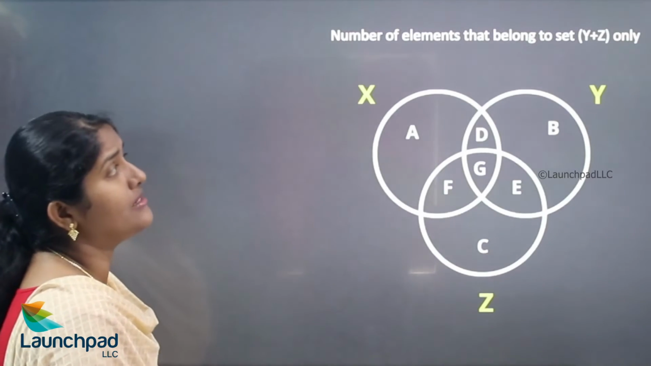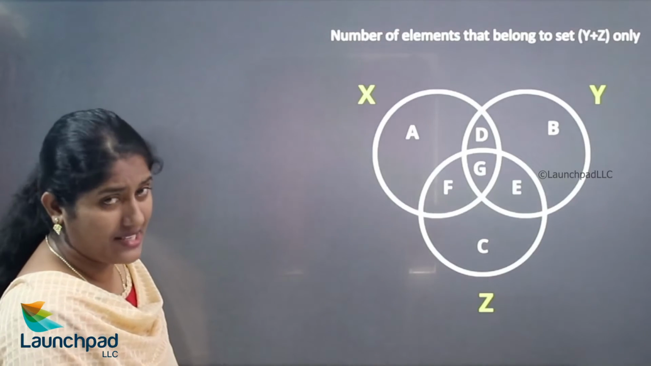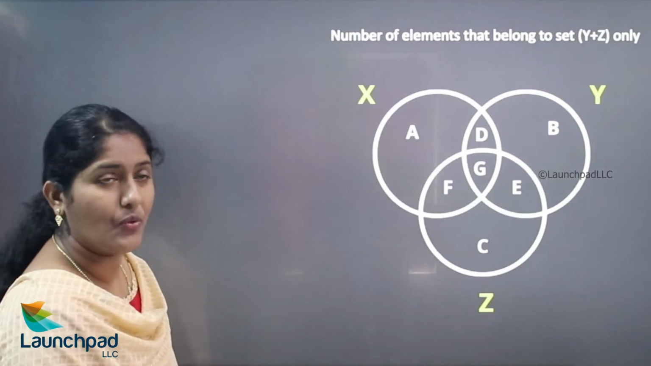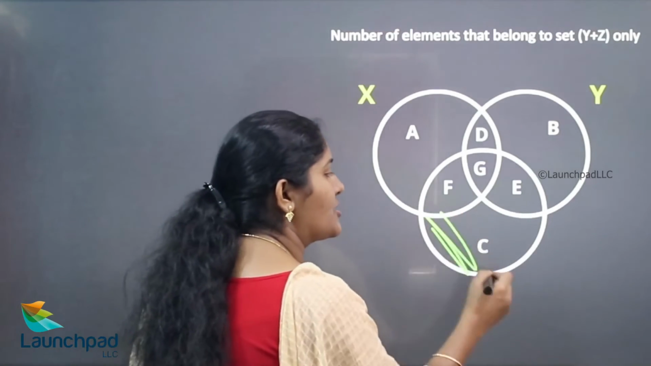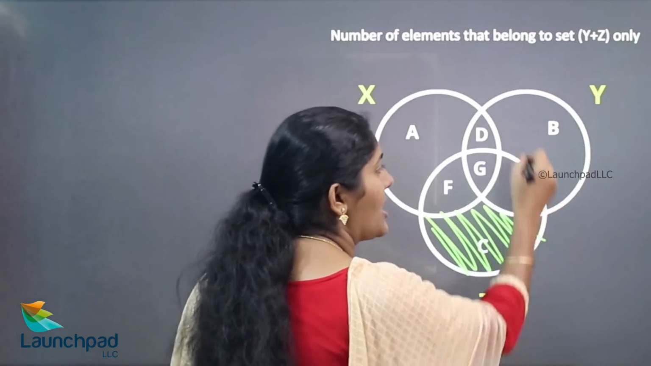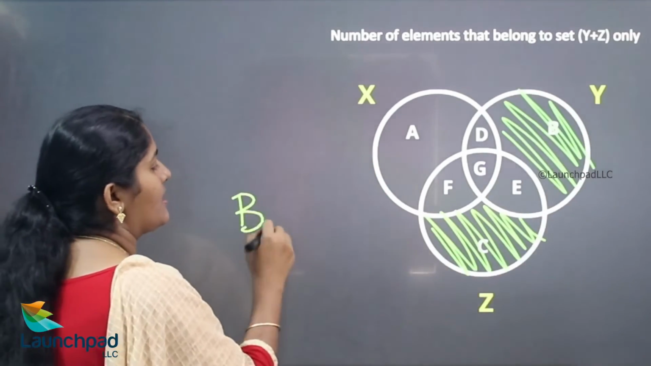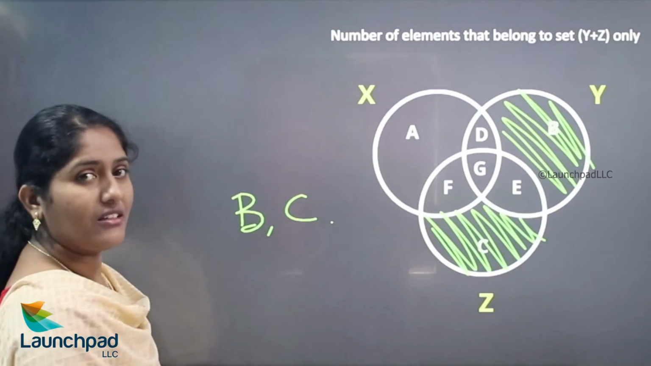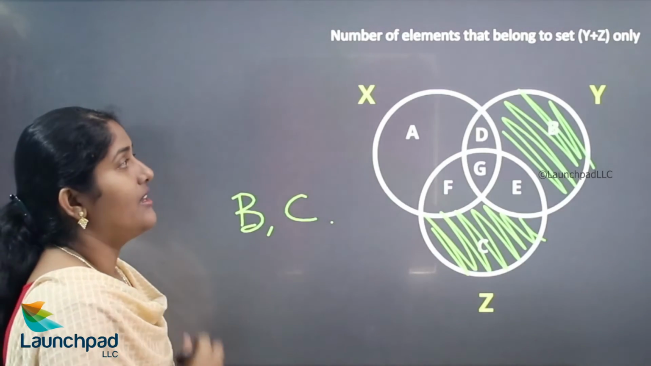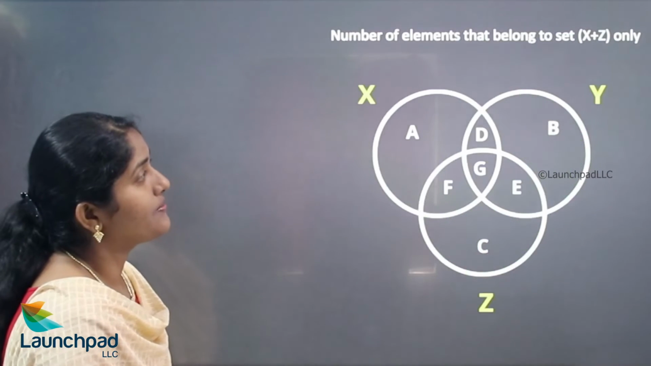Number of elements that belong to set Y plus Z only. The shaded area determines only Y. The shaded area determines only Z. So the answer is B, comma C. This is your answer. Now we'll move on to your next.